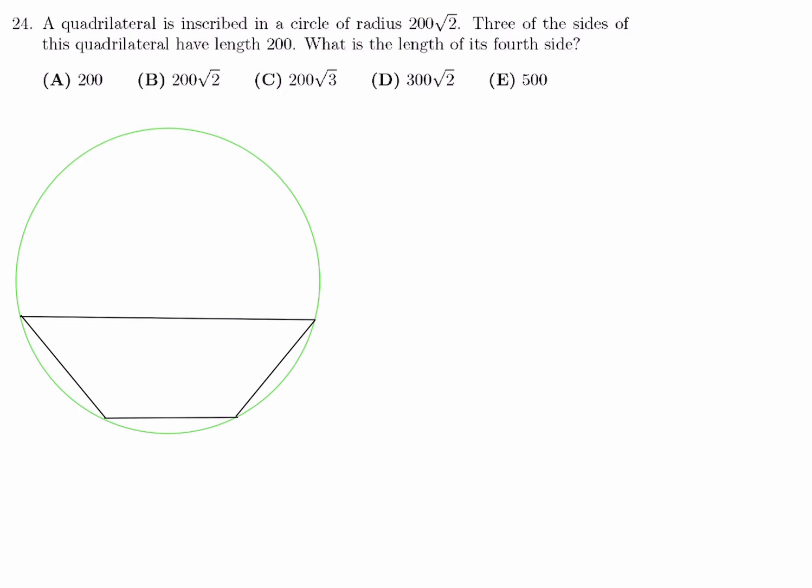Here is a diagram. Here is A, B, C, D. And then we are given a few of these. This is 200, this is 200, and this is 200. And in particular, we also are given the radius.